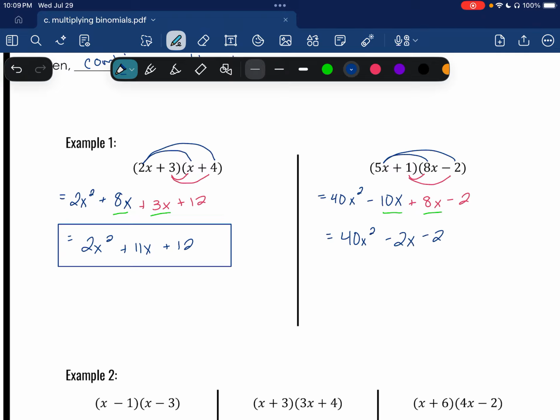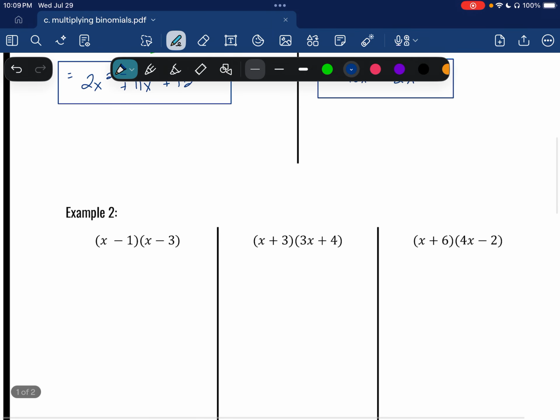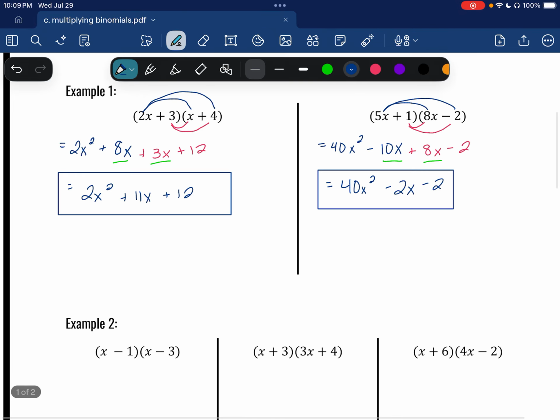All right, now that having to add together that middle term is going to happen every single time when you have a linear binomial times a linear binomial and they're both in standard form. Then you'll always end up with this quadratic term, two linear terms, and a constant term, and then be able to add those two linear terms together in the middle.